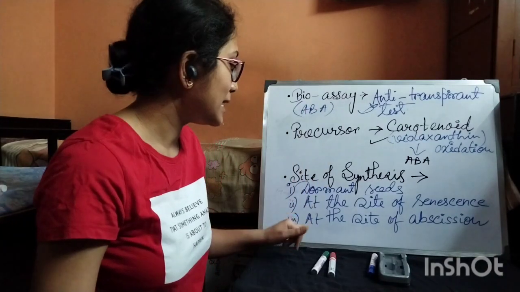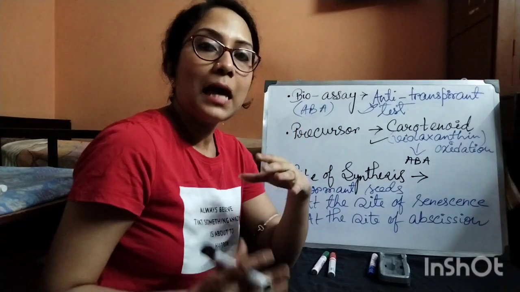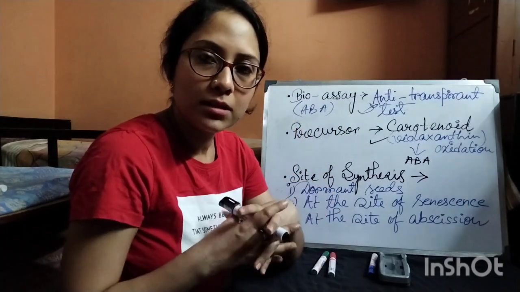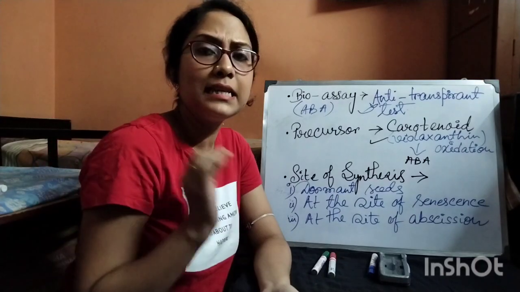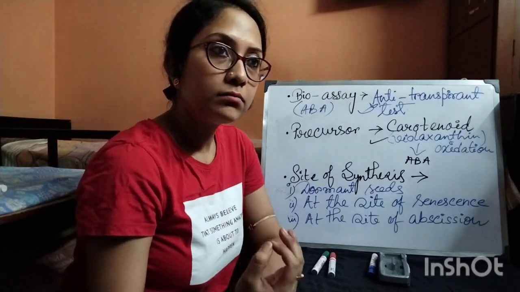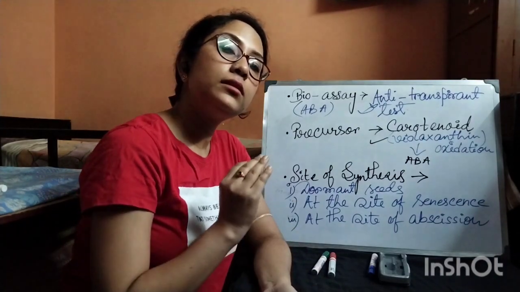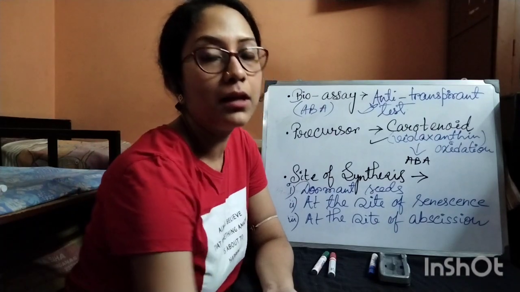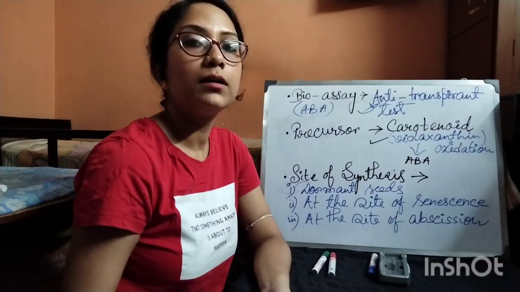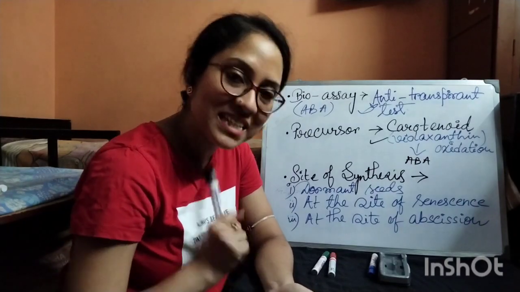The last is the site of abscission. So senescence and abscission are interrelated. After getting mature, any fruit or any leaf will get detached from the plant, and the detachment is termed abscission.